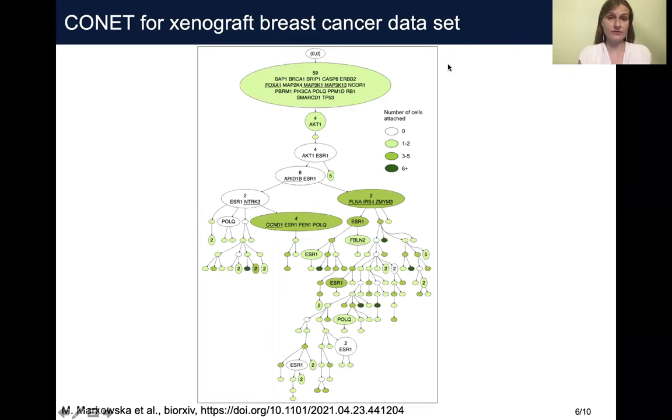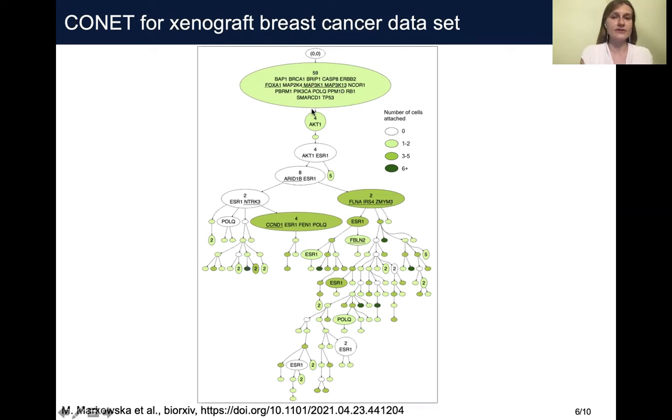In this picture, you can see CONET inferred for a true biological example of 260 xenograft breast cancer cells. They were sequenced using the DLP technique, which omits the pre-amplification step. This tree, as you can see, is much more complicated than the one that was presented in the synthetic example. There's a lot of information included here.